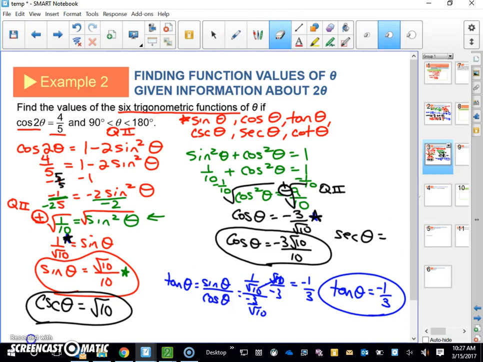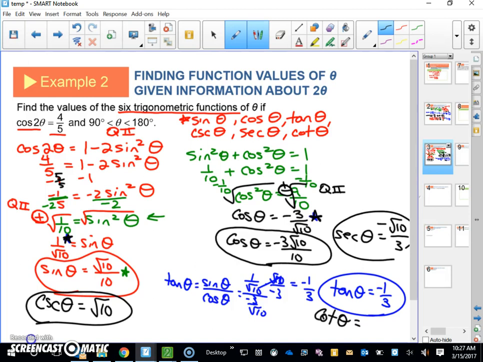Negative square root of 10 over 3. I don't like that negative on the bottom. We'll put it on the top. Negative square root of 10 over 3. And for cotangent, the reciprocal is negative 3. That's all 6.